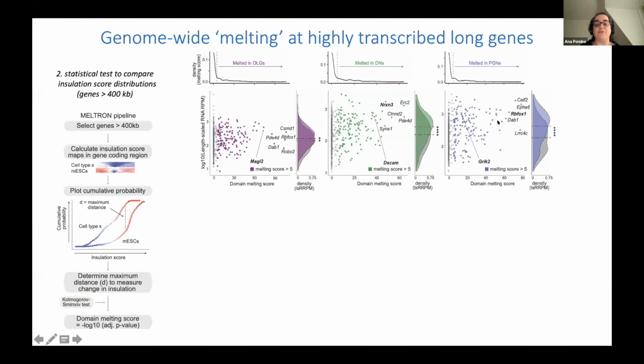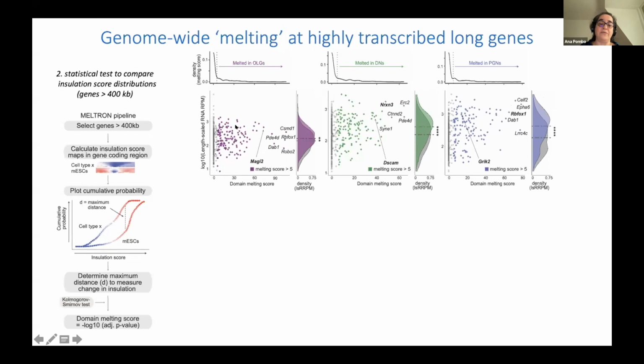In particular, we then wanted to know, does this somehow relate with expression? And so we compared the melting score with the gene expression of genes that melt, here in the darker color, and genes that don't melt, in gray, in the same cell type. And we could see indeed that in the two brain cell types, the melting coincides with the gene more likely being highly expressed, in particular if the melting is very extensive, as you can see in this likelihood of being more melted to have a higher expression.